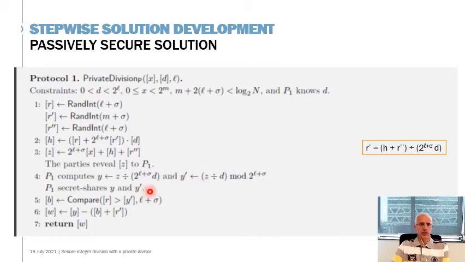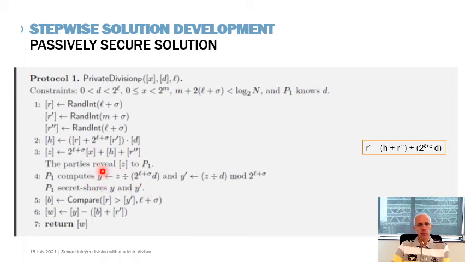P1 creates secret shares for that, and then the outcome is the y minus r prime with a possible extra bit, which is the result of this secure comparison. The details of why that secure comparison works are in the paper. So this is our passively secure solution. Next step is an actively secure solution.